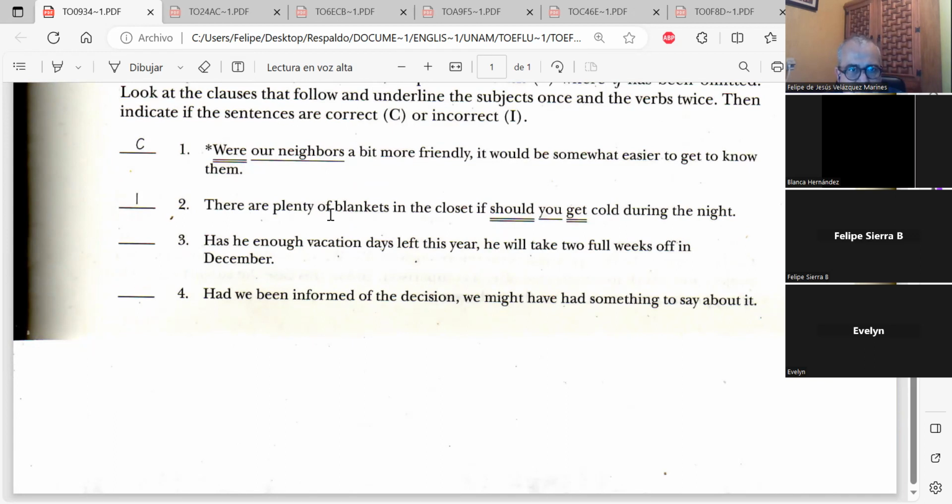There are plenty of blankets in the closet. If, should you get them? Well, there are two ways to correct this. One is that you say, if you should get cold, or should you get cold? Yes. Okay, number 3, Jessica.